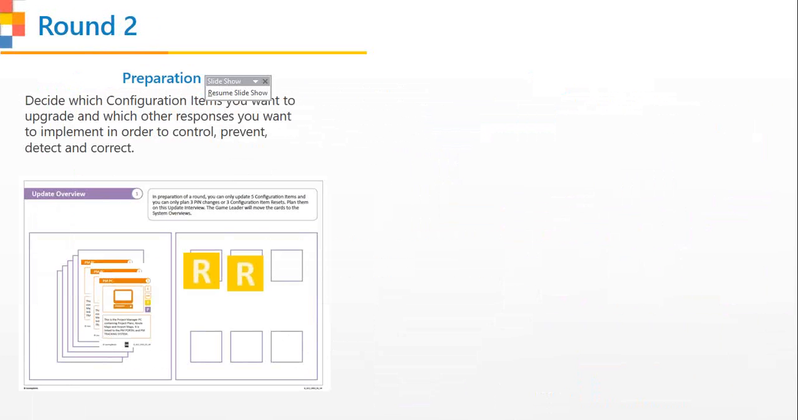So we look at, depending on round one's performance, which configuration items we want to upgrade. Do we want to upgrade them or not? That is absolutely the choice of the participants. What do you want to really implement? You may want a preventive control, a detective control, or a corrective control. So you would be given a lot of choices, and it depends on the simulation team participants to pick and choose what they want to do.